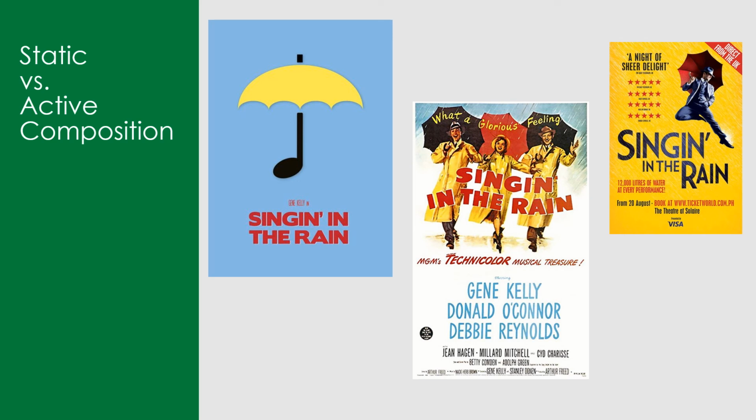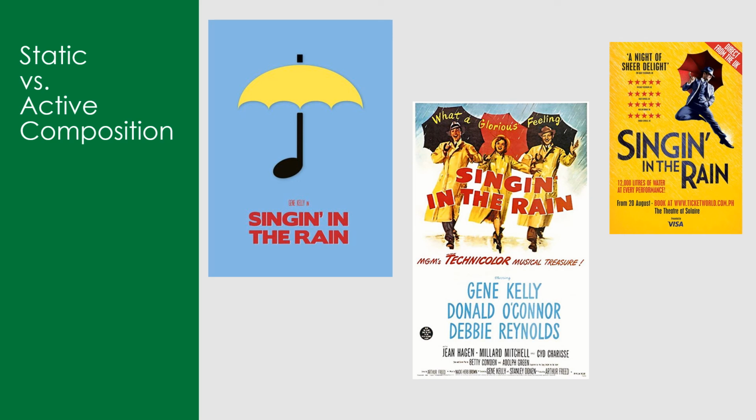I would argue that there is a spectrum of static versus active at play here, where the poster on the left, the umbrella keynote, is a very static composition, right? There's a few elements, they are all arranged in the center of the frame. So it's definitely balanced, but it's also very static. My eye is not really moving around that composition too much. It's just right in the center. It's not moving anywhere. I can see everything right there.